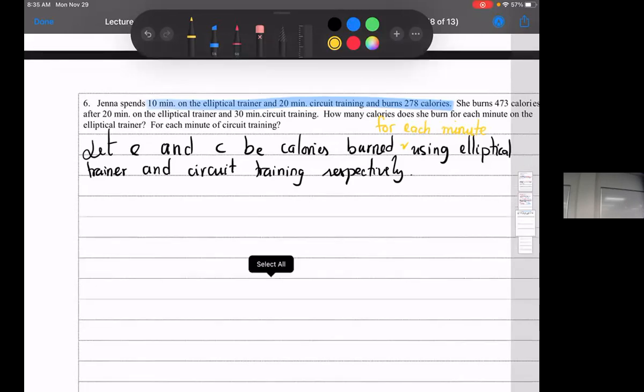Okay, so the first sentence that I highlighted in blue will be what? The 10 minutes, so 10E, right? For each minute, you burn E calories. Then 10 minutes is going to be 10E plus 20C equals 278. Does anyone have a question of how I came up with 10E and 20C? Right. I assume that you are clear on that.